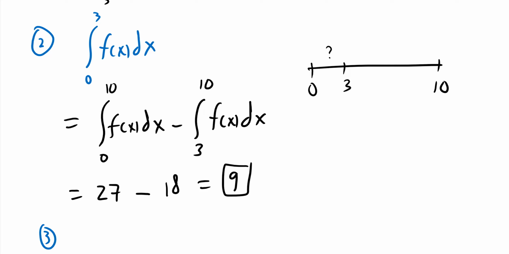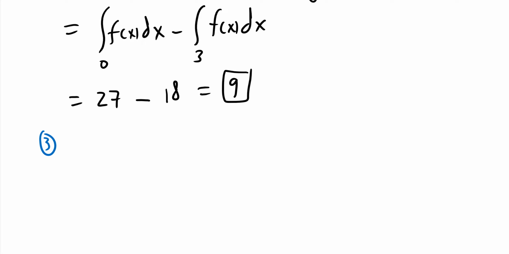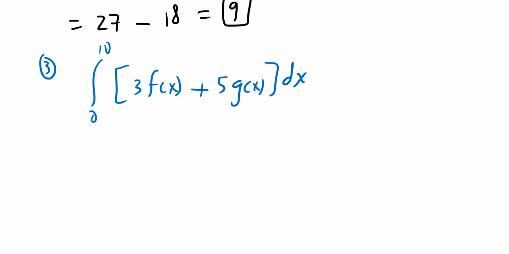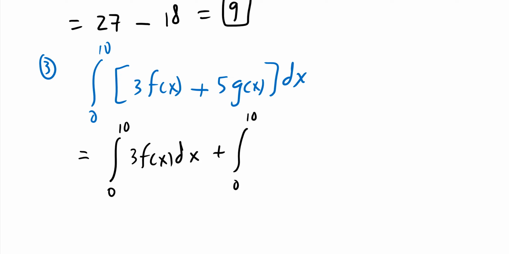A third part to this problem. What if we are asked to find the integral 0 to 10, 3 f of x plus 5 g of x, all dx? So how do we start with something like this? First thing, based on one of the properties, we can split the sum into two integrals, plus the integral from 0 to 10. The bounds stay the same, 5 g of x dx.